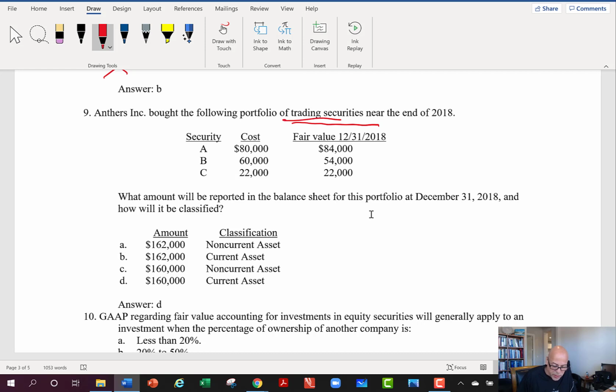Well, since it's trading securities, I have to pick up the fair value column. And when I add up that fair value column, I get 160,000. Because I carry those at fair value. And we say that trading securities are typically carried as what? So I know it's either C or D, and trading securities are typically carried as a current asset. That's the whole point of a trading security. The idea is that you're actively trading those on the market, so you should be reflecting fair value because that's really going to be the transaction price that you'll be doing with this in the near term.